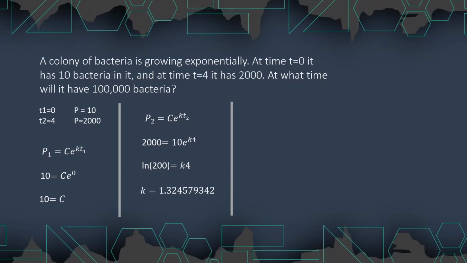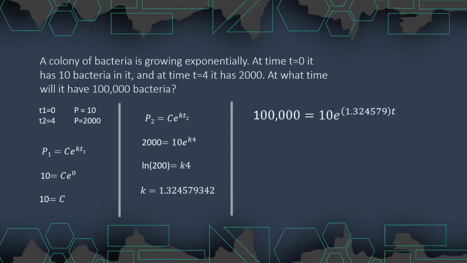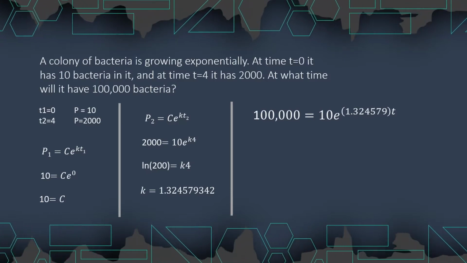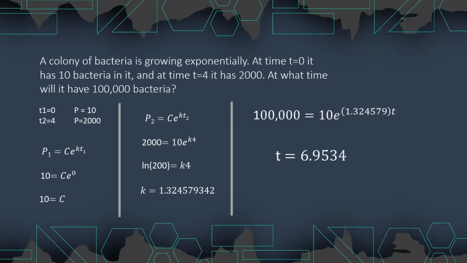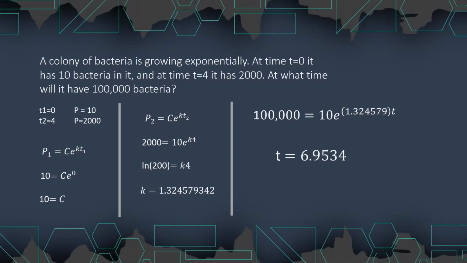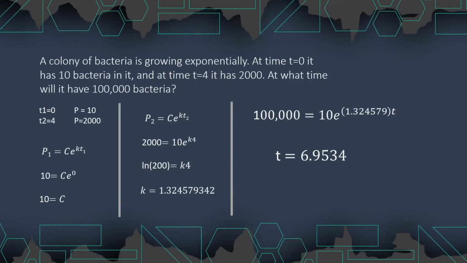1.324. To find the time at which the bacteria population reaches 1 lakh, we substitute all the known variables k, c, and the given population. We get t is equal to 6.9534. And this is the time at which the bacterial population reaches 1 lakh. Now we have successfully modeled an exponential population.